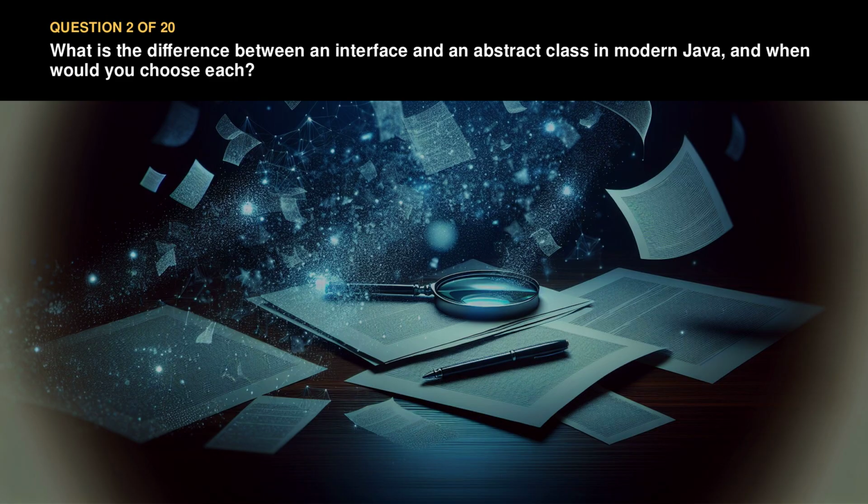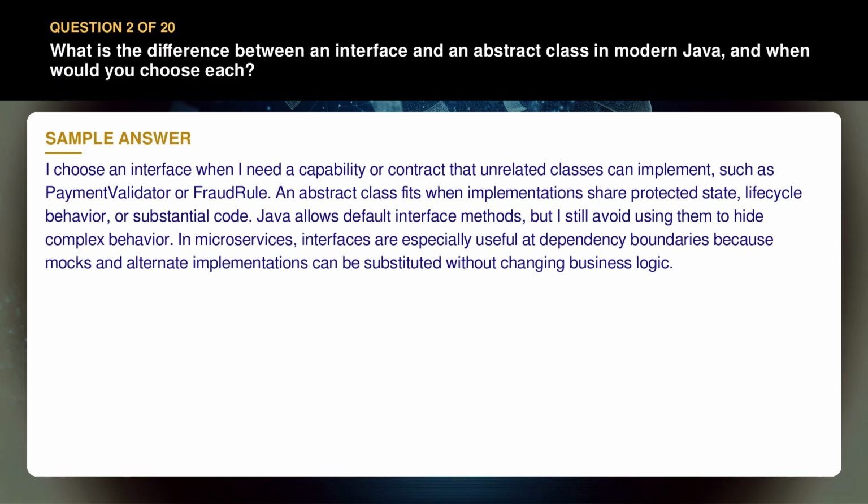Question 2. What is the difference between an interface and an abstract class in modern Java, and when would you choose each? I choose an interface when I need a capability or contract that unrelated classes can implement, such as a payment validator or fraud rule. An abstract class fits when implementations share protected state, lifecycle behavior, or substantial code. Java allows default interface methods, but I still avoid using them to hide complex behavior.